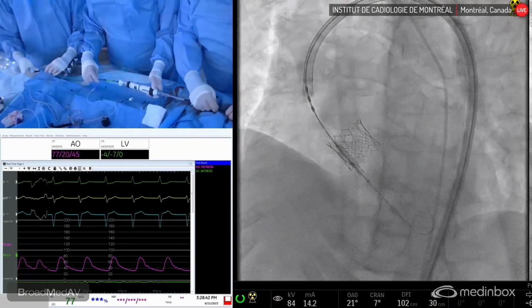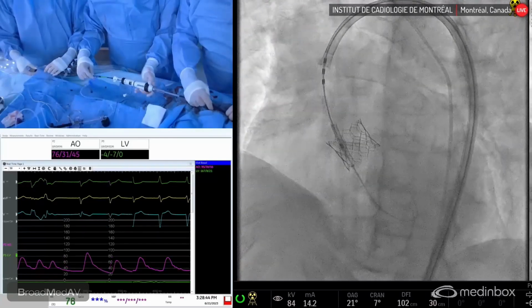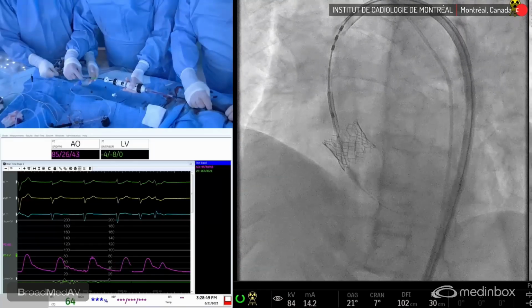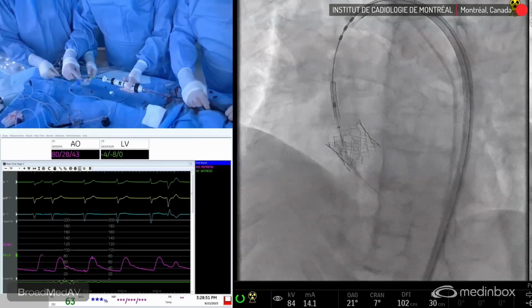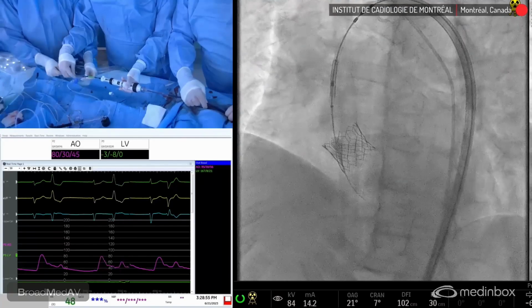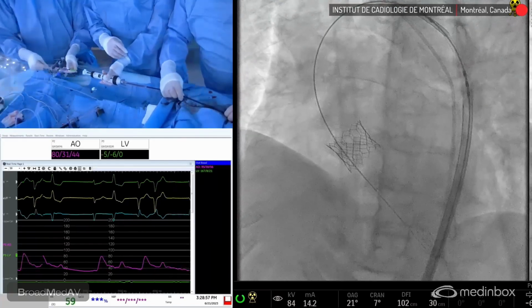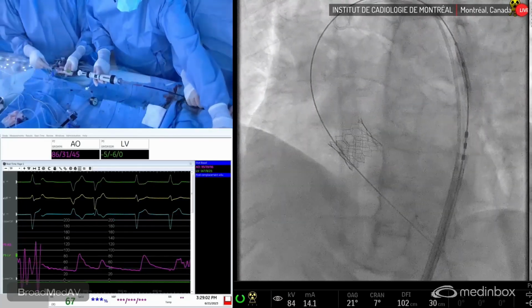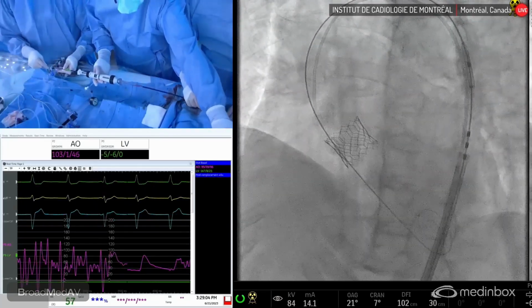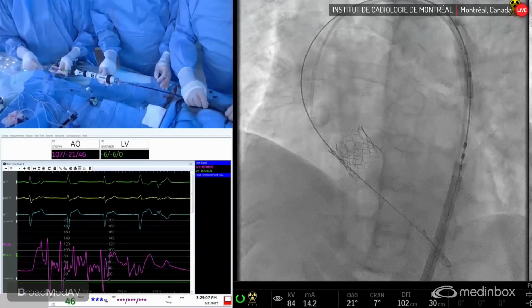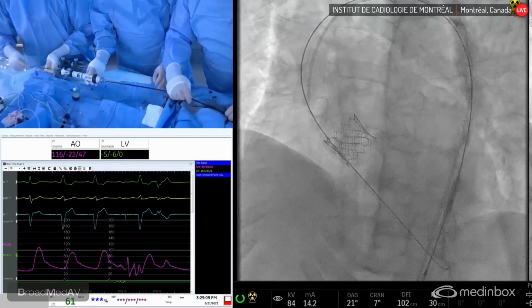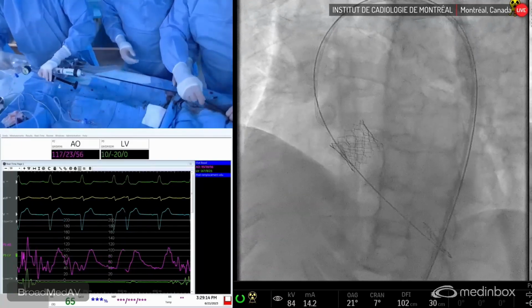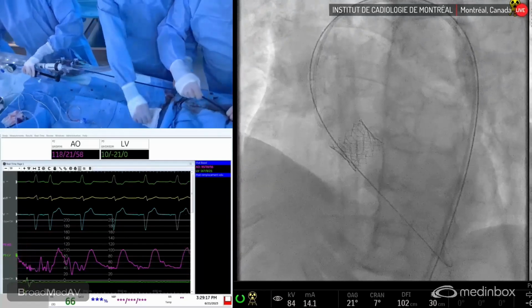Okay. Yeah. Be careful, the tip. Yeah, we're just going to advance the wire. Okay, push back. Okay, pacemaker is disconnected. We're in a junctional rhythm right now. Ah, sinus is coming back. P waves are back. We're going to take the system out, and we're going to check a gradient, and obviously an aortogram to see the position of that left main.